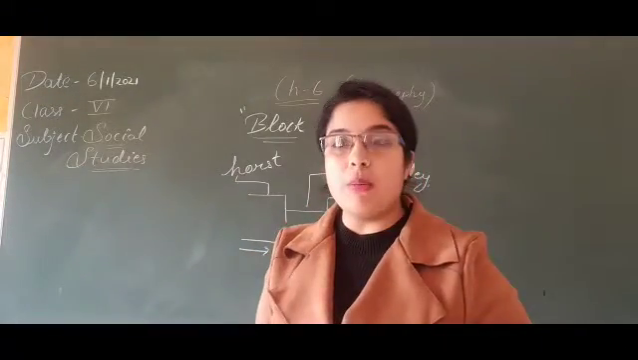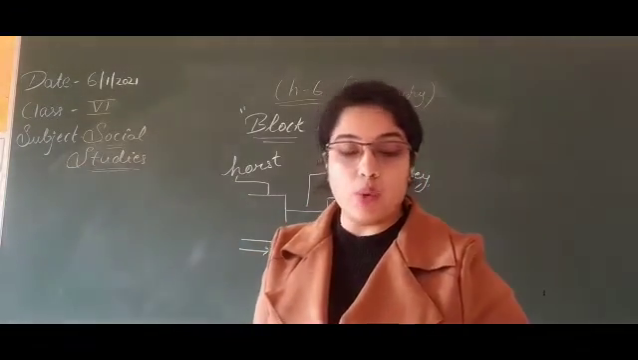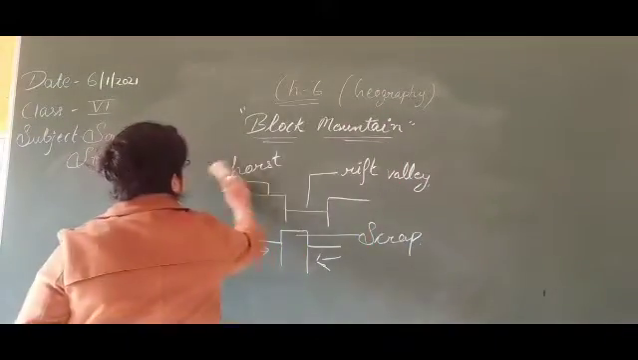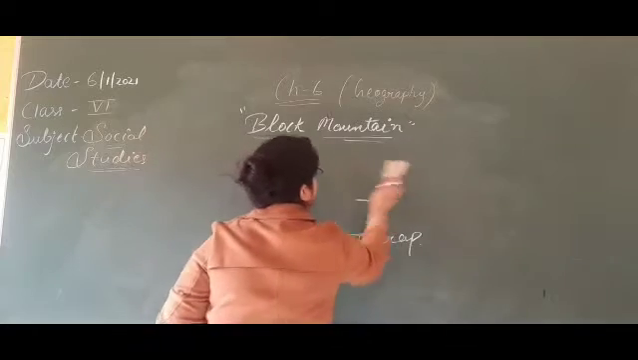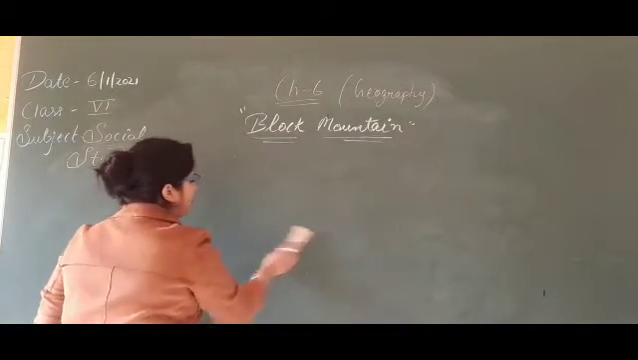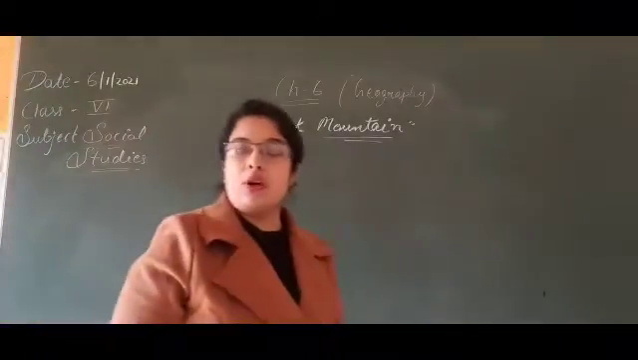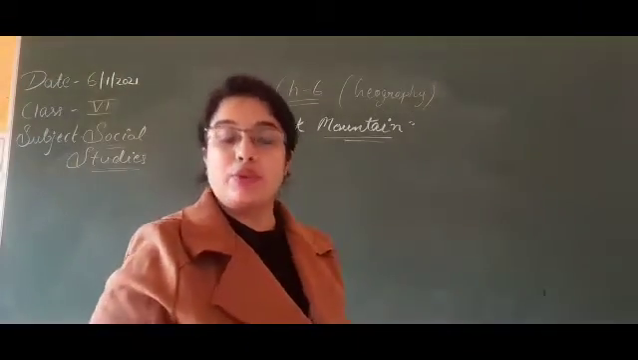Next, we are going to know about volcanic mountain. What is volcanic mountain? I am going to rub this. The upper part of the block mountain is known as horst, and the valley area which is formed in it is known as rift valley.